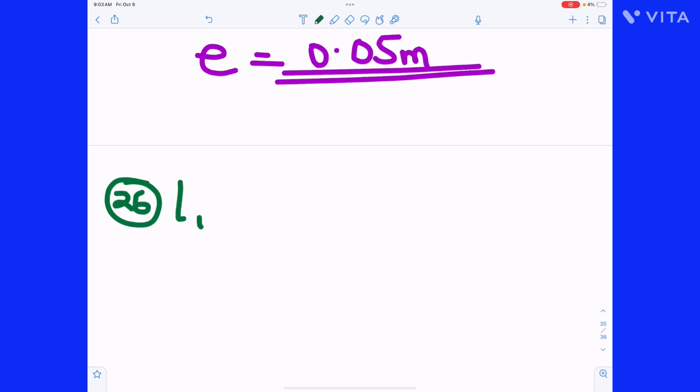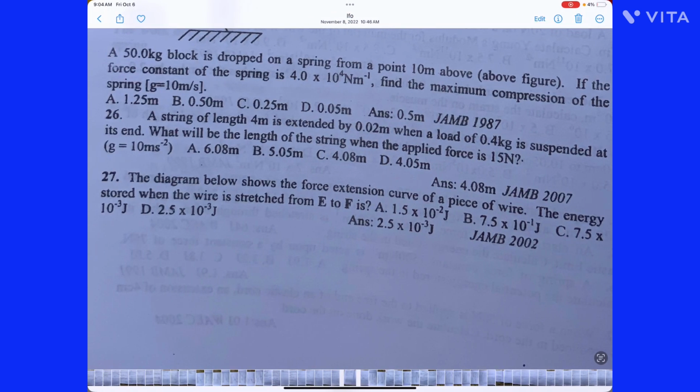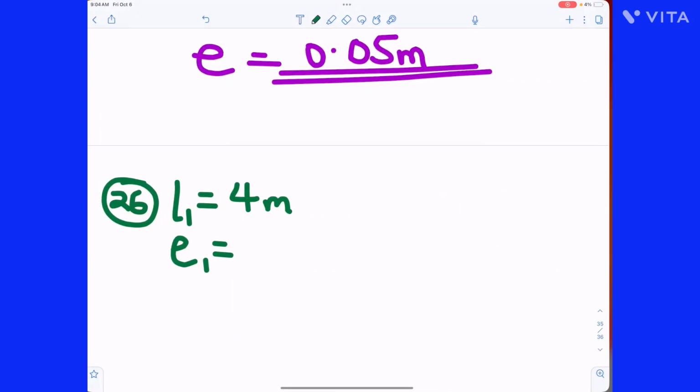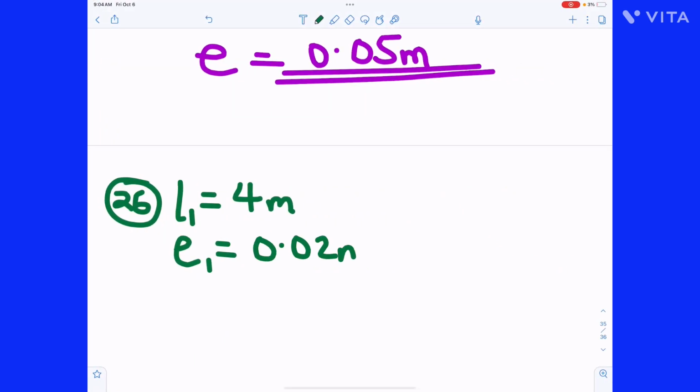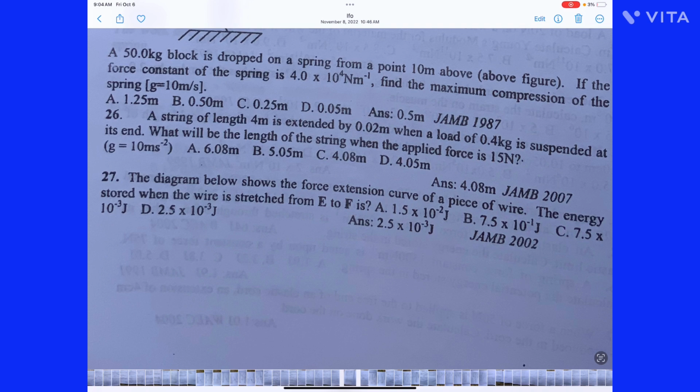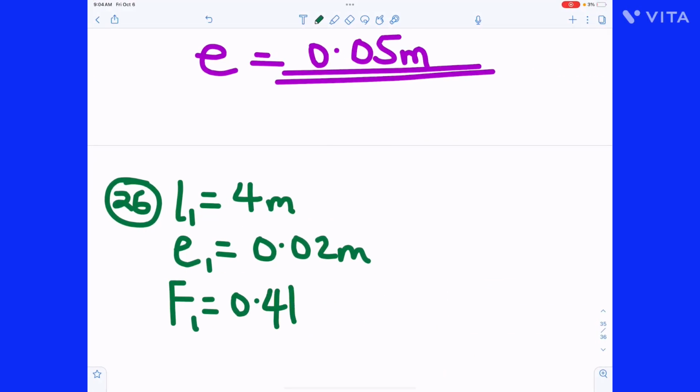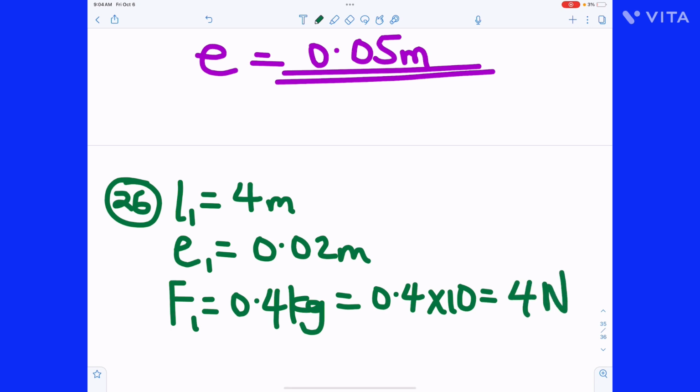A spring, original length 4 meters. The original length of the spring is given as what? 4 meters. The extension produced on it is 0.02 meters when a force of 0.4 kg. Okay, 0.4 kg. Now using F is mg, 0.4 kg is 0.4 times 10, which is 4 newtons. Let's just change this mass straight to newtons. We need it here because our second force is in newtons.